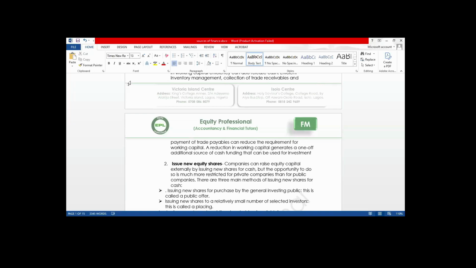We said long-term finance and improvements in working capital management. What is working capital? What are the components of your working capital? Your working capital is finance required for the day-to-day running of the business.